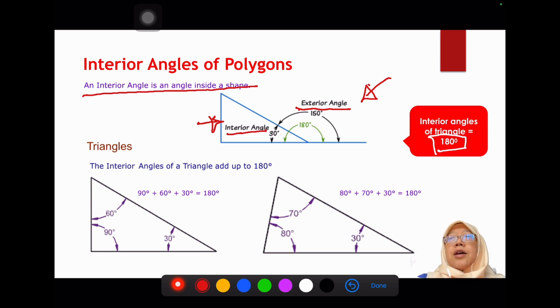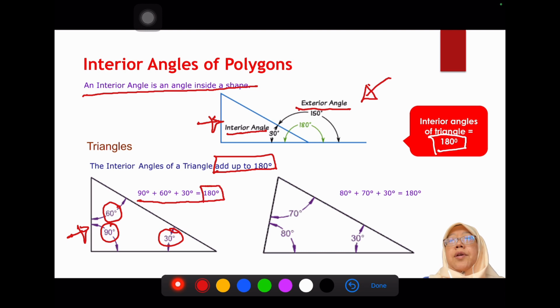All right, these are triangles. Triangles, all the angles will add up to 180, so it's easy for us to remember. If you have this kind of triangle, the first angle is 60 degrees, 90 degrees. This is a right angle triangle, and then this is 30 degrees. You add them up and you get 180.